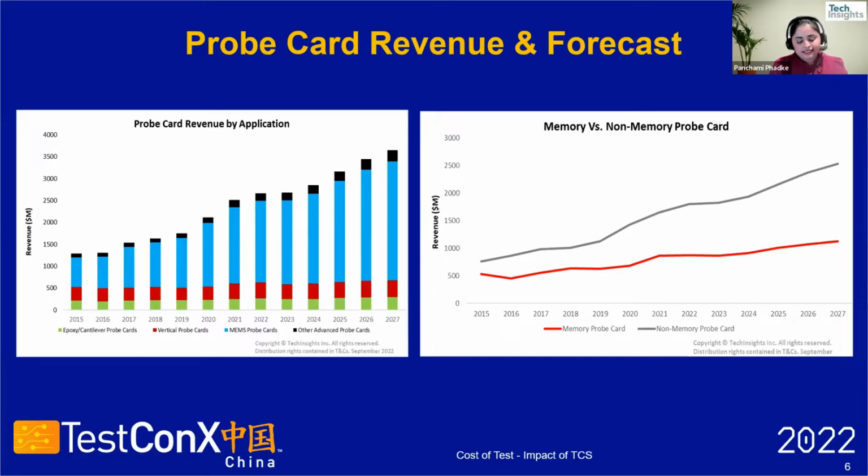As you can see, there is a slight dip in the revenue forecast for the year 2023, followed by a gradual growth until 2027. So according to our analysis, this confirms that the probe cards generally follow the total semiconductor market.